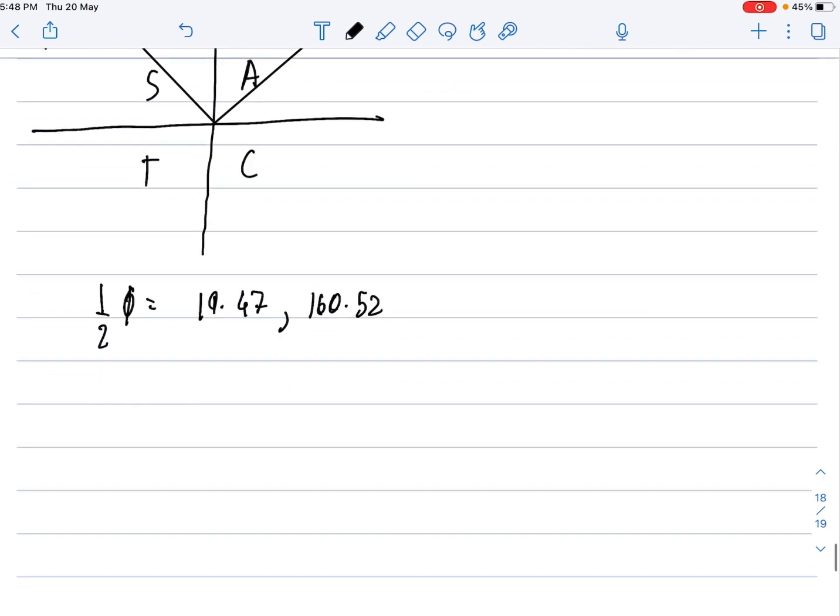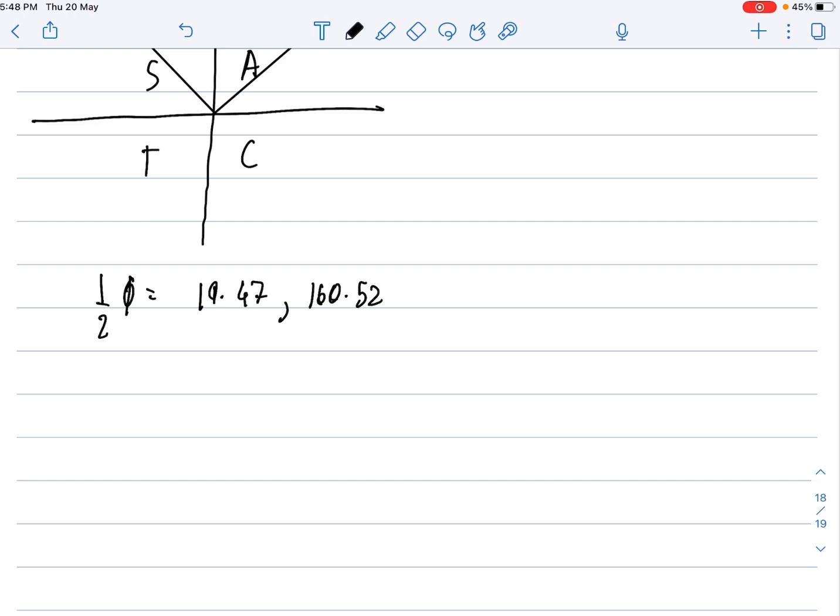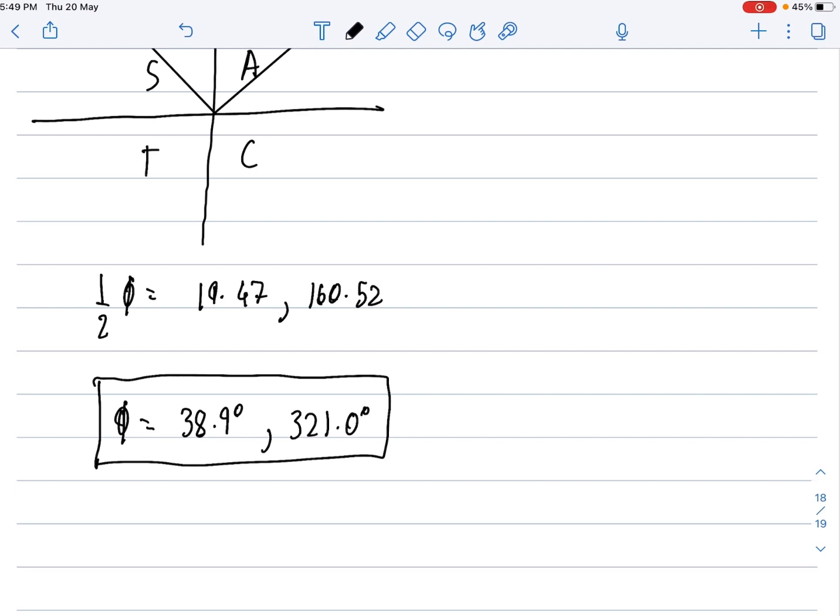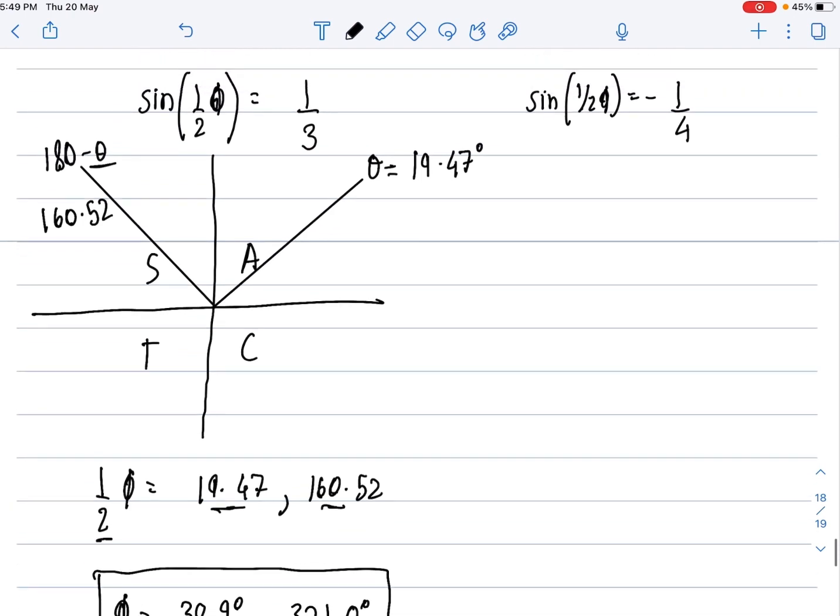So I can simply write this as 19.47 into 2, which will basically give my phi as 38.9 degrees, comma, 160.52 into 2, which will give me 321.0 degrees. So these are two values. Okay, because when 2 is multiplied to both of these here. Now, in the same way, I'll make an ASTC for this.